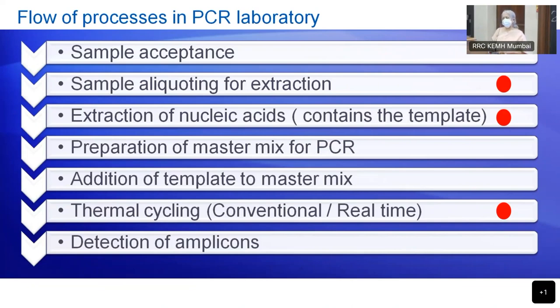Extraction of nucleic acids is another area where we have to be very careful in terms of maintaining quality. Then comes preparation of the master mix. The master mix is nothing but the enzyme, water, magnesium, and the nucleotides that we need. Then the template. The template is what you get after extracting the nucleic acid. That's the region of the organism that is specific to the organism and no other organism, and that's the one that is getting amplified. So that portion of the organism has to be extracted from the sample. Then the template is added to the master mix.